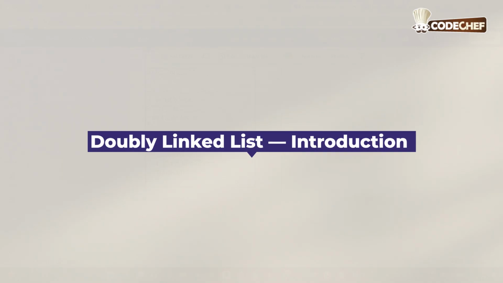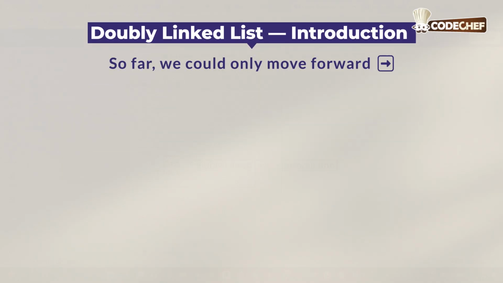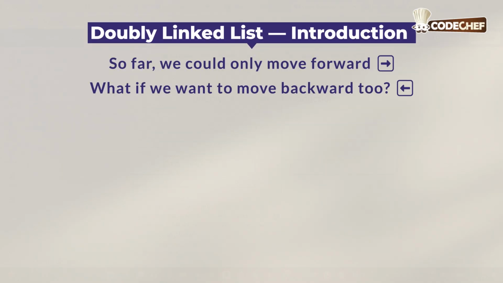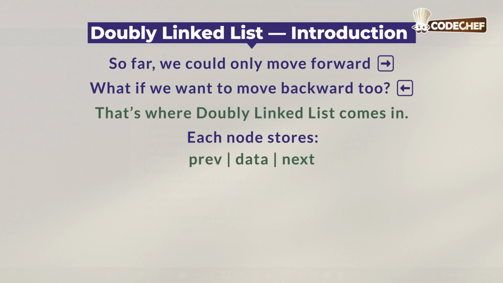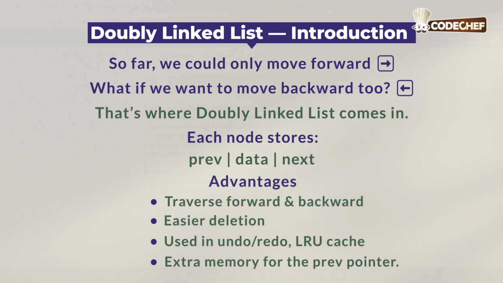Doubly linked list. So far we could only move forward. What if we want to move backwards too? That's where doubly linked list comes in. Each node stores a previous pointer, data and the next pointer. The advantages are that it traverses forward and backward, and it is easier to delete. It is used in undo redo and least recently used cache, and the trade-off is extra memory for the previous pointer.